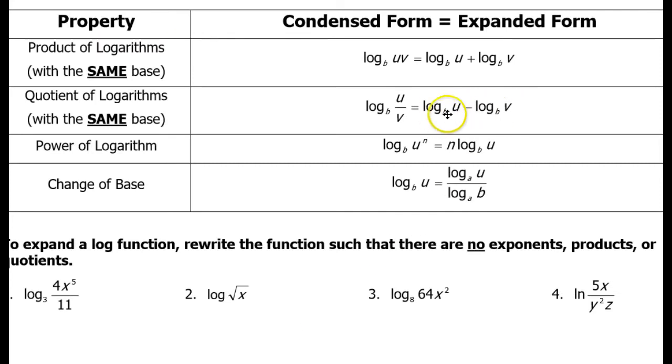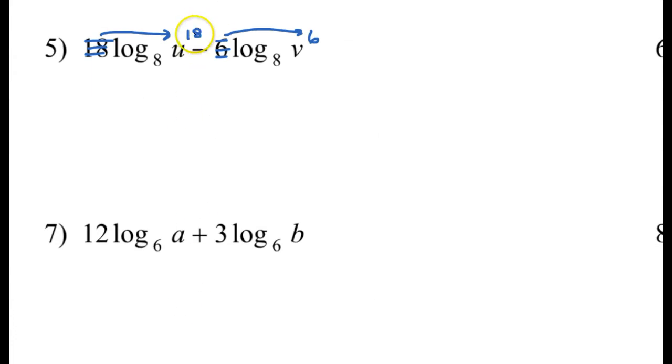Number 5, we need to first deal with any coefficients in the front. So this will become u to the 18th power, and this will become v to the 6th power. All right, so now we are about to use the quotient rule. Subtraction condenses down to a single division logarithm. So this will be the same thing as log base 8 of u to the 18th power over v to the 6th power. And that's it. That's the final answer.